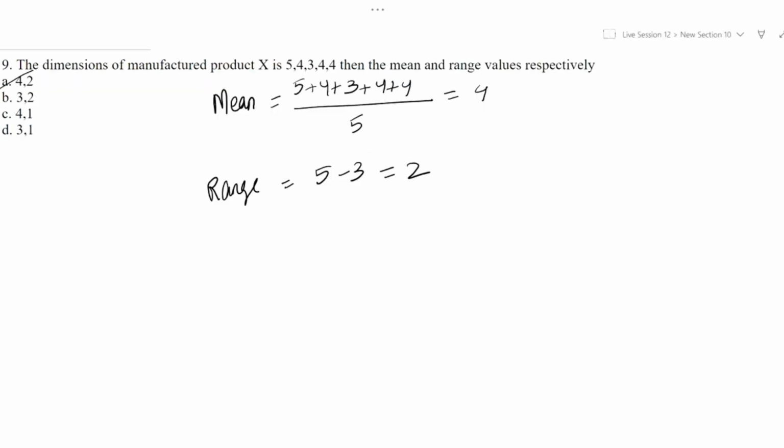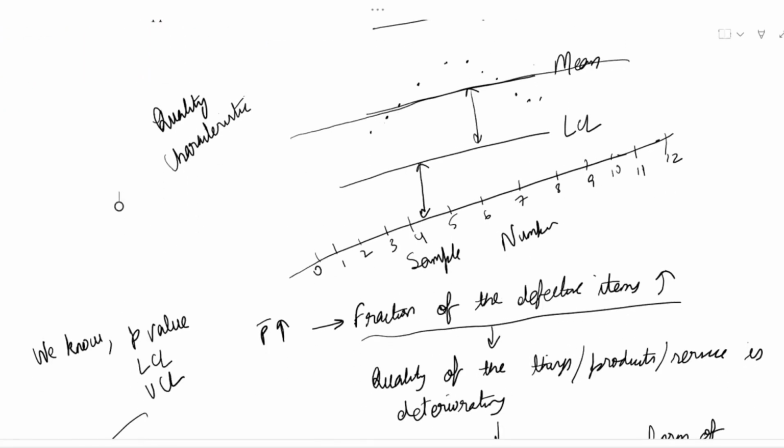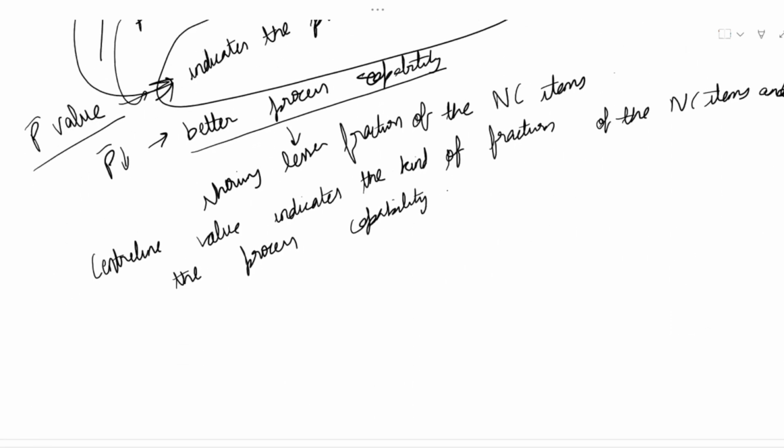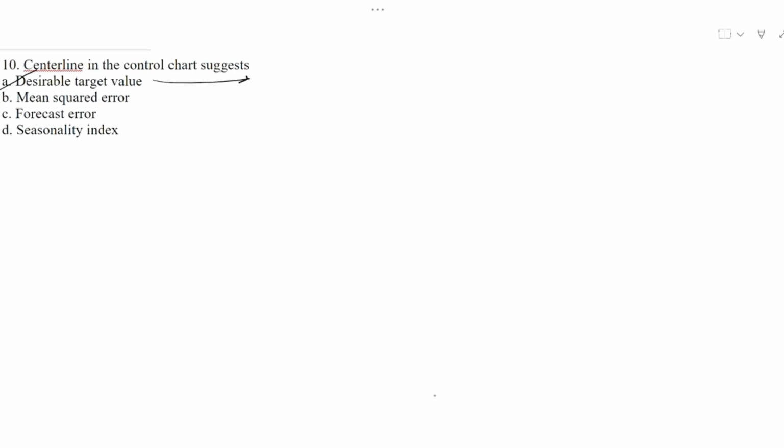Now the next question. The center line in the control chart suggests the desirable target value. We just discussed that the center line value indicates the kind of fraction of the non-conforming items and the process capability. Center line indicates process capability.